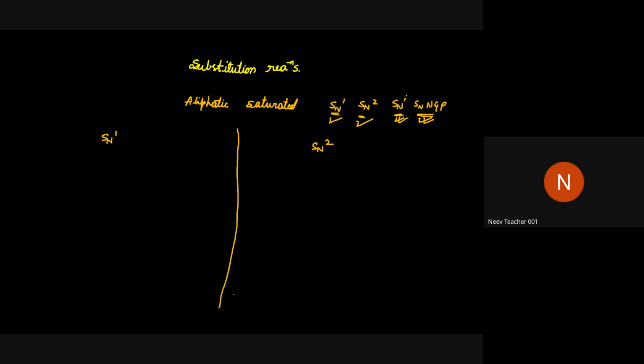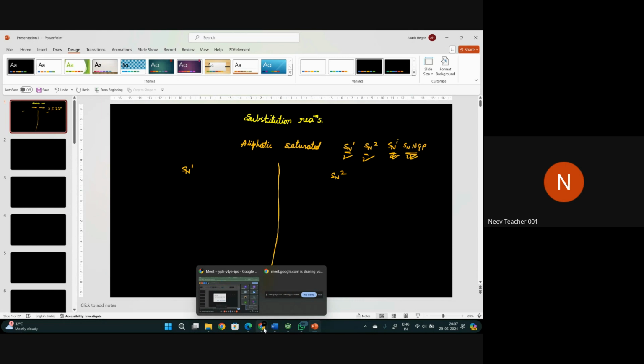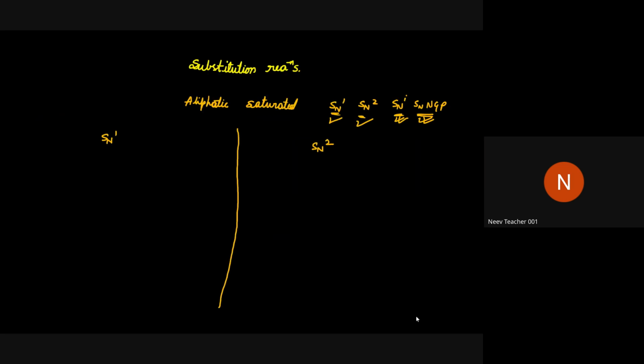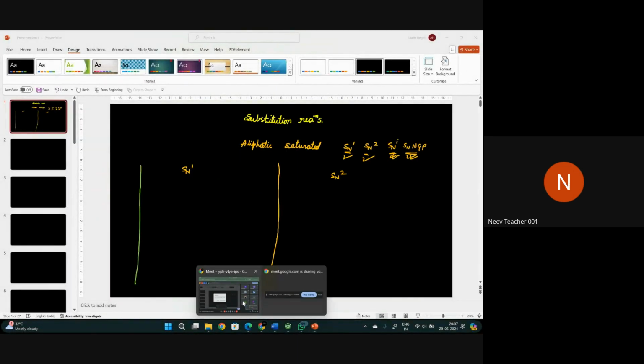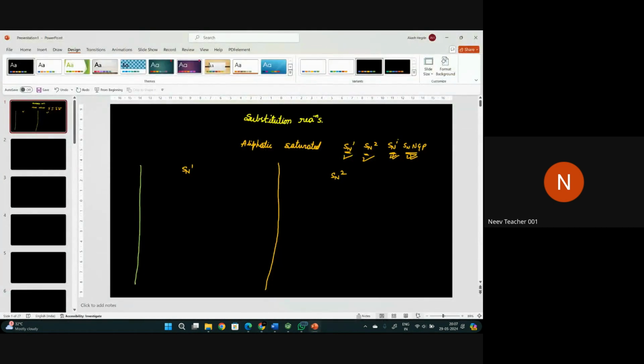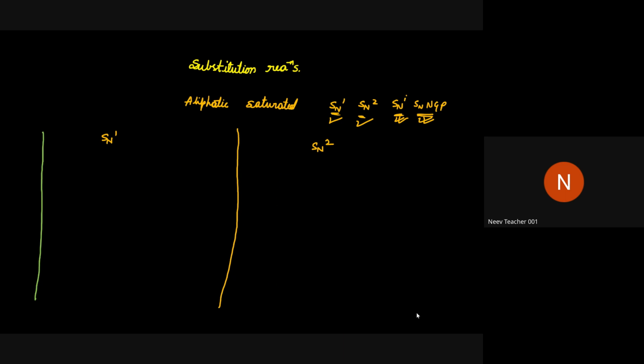So if I divide into SN1 and SN2, there are some specific conditions which favor one or the other mechanism. First, let us understand what is the reaction that is happening.